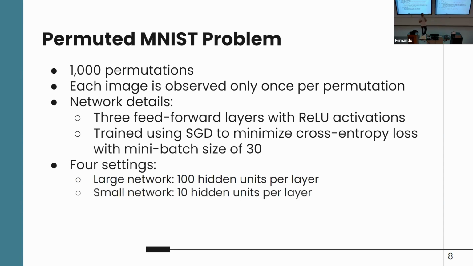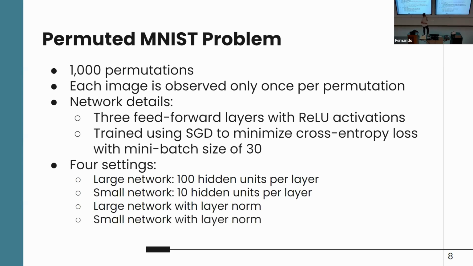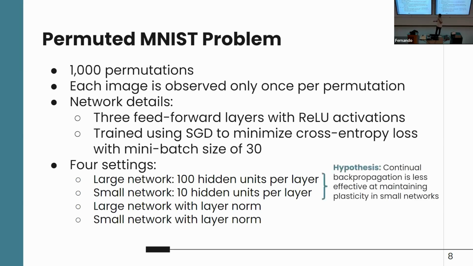The second one is a small network with 10 hidden units per layer. Then a large network using layer normalization, and then a small network with layer normalization. I chose these 4 settings because I had 2 hypotheses about continual backprop. The first hypothesis was that continual backprop is less effective at maintaining plasticity in small networks.